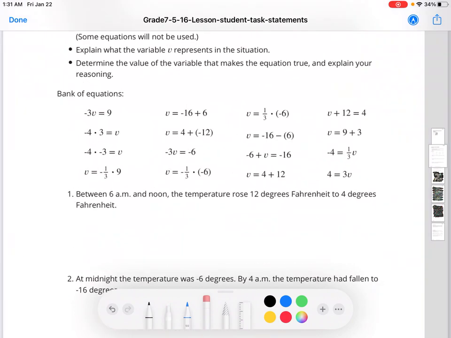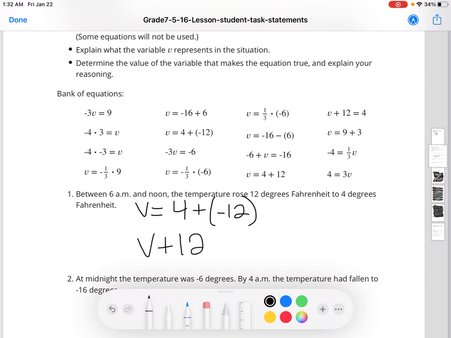So number 1, between 6 a.m. and noon, the temperature rose 12 degrees Fahrenheit to 4 degrees Fahrenheit. So which two equations would fit this situation? One equation would be V equals 4 plus negative 12. Then our second equation is V plus 12 equals 4.